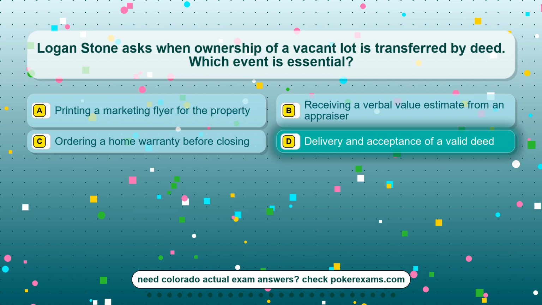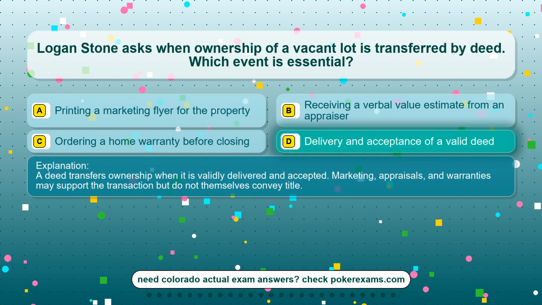The correct answer is option D. Delivery and acceptance of a valid deed. A deed transfers ownership when it is validly delivered and accepted. Marketing, appraisals, and warranties may support the transaction but do not themselves convey title.